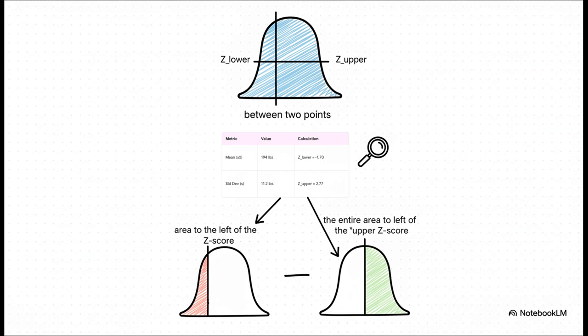The process is similar though. We calculate 2 z-scores, one for the bottom of our range and one for the top. Then, to get just the area in the middle, we find the total probability up to our upper score, and then we just subtract the probability up to our lower score, and what's left over is the exact probability for our target range. The answer?